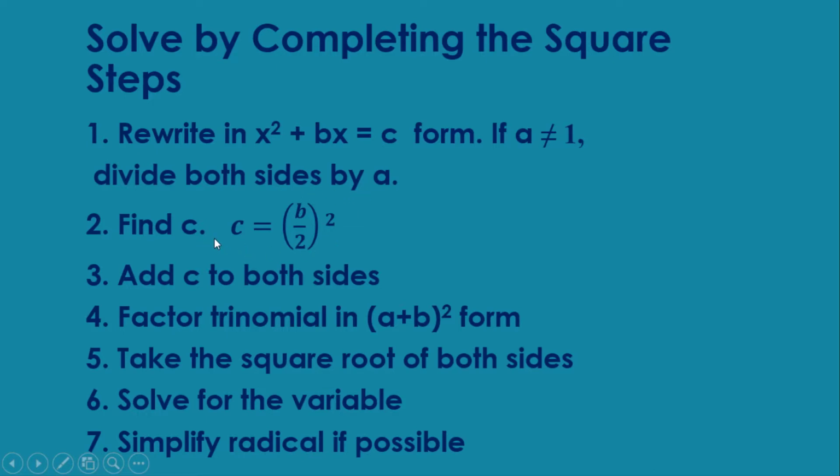Next you find c, which means we're going to be turning x squared plus bx into a perfect square trinomial. So we need to take half of b and then square it. Then we're going to add that new c to both sides, factor the trinomial so that it's in a plus b quantity squared form, take the square root of both sides, solve for the variable, and then simplify the radical if possible.